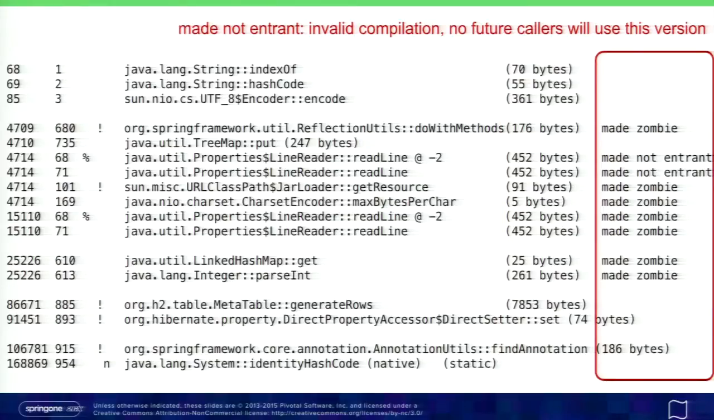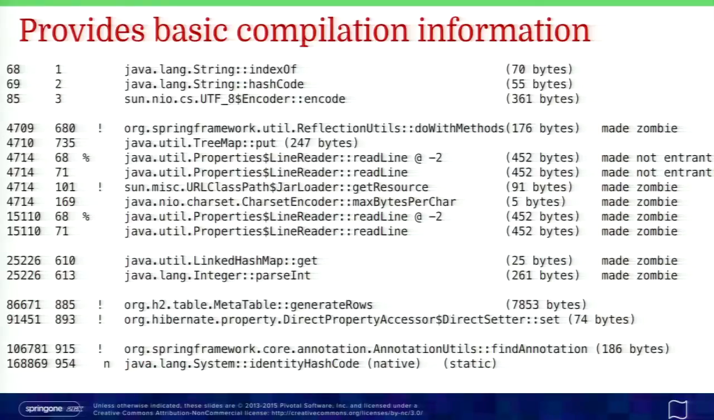And then here we have this nice column. I like the make zombies. I think that's kind of entertaining. But first here we have the make non-entrant. What this says is it invalidates the compilation. So it's saying, I made a mistake. This isn't exactly the compilation that I want. Please stop using it. And then you become a zombie when no one's using you anymore. And so this says, OK, you can garbage collect this.